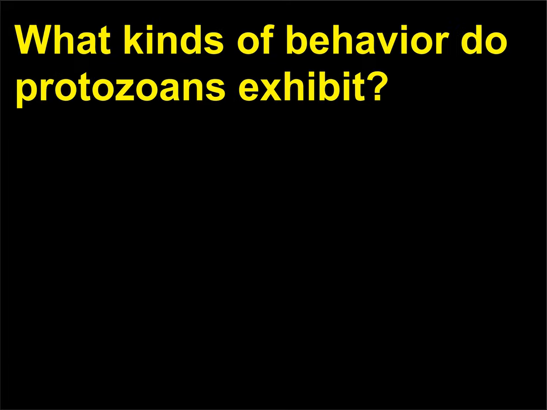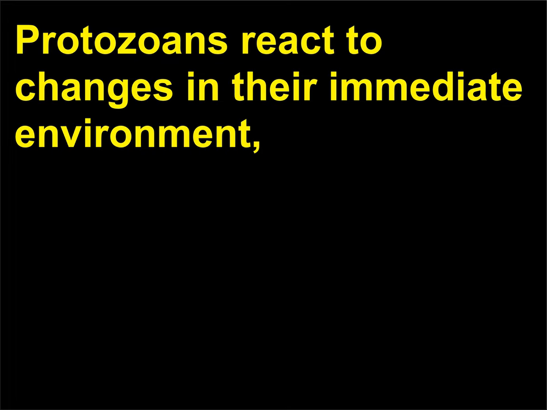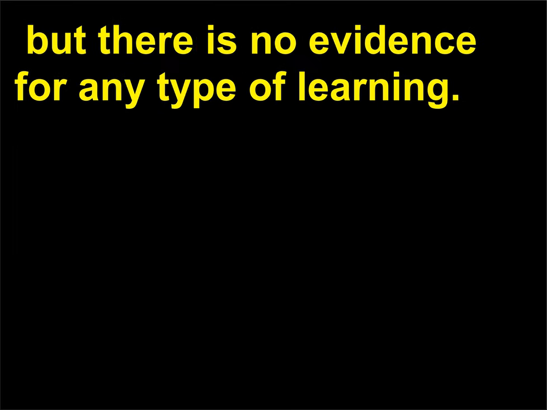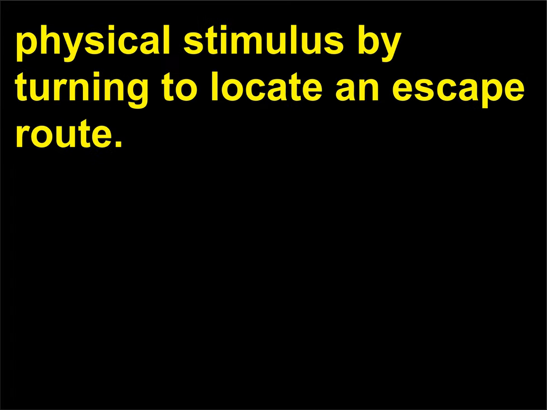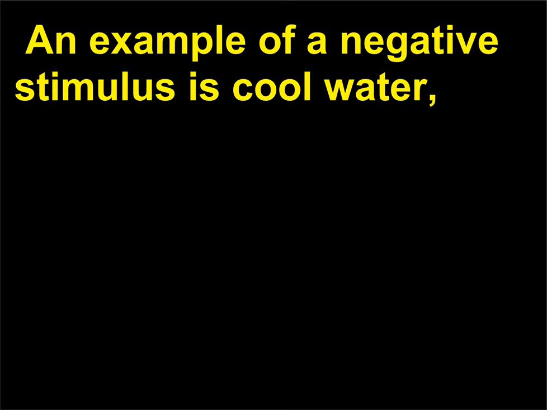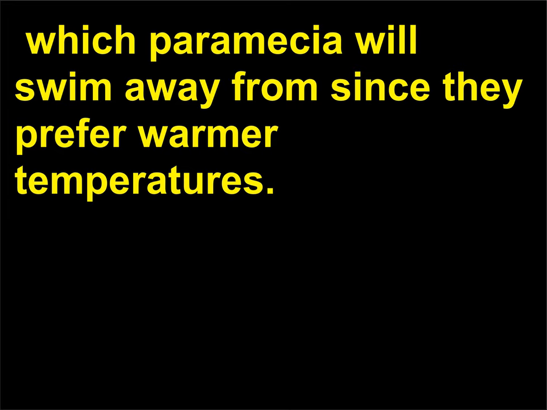What kinds of behavior do protozoans exhibit? Protozoans react to changes in their immediate environment. But there is no evidence for any type of learning. For example, paramecia will avoid a strong chemical or physical stimulus by turning to locate an escape route. An example of a negative stimulus is cool water, which paramecia will swim away from since they prefer warmer temperatures.